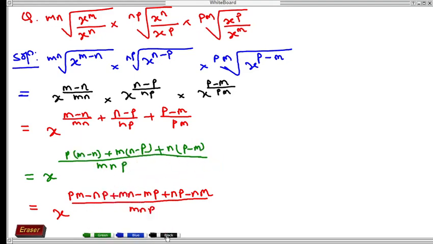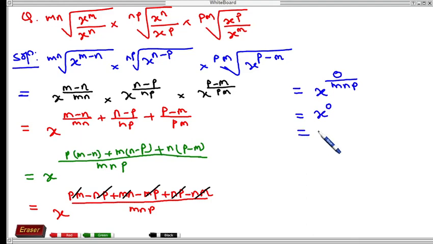Okay, so let me check. pm cancels, np cancels, mn cancels. What we obtained now is x to the power 0 over mnp, that is 0 divided by something is 0, and x to the power 0 is 1. In this way we can simplify this question.